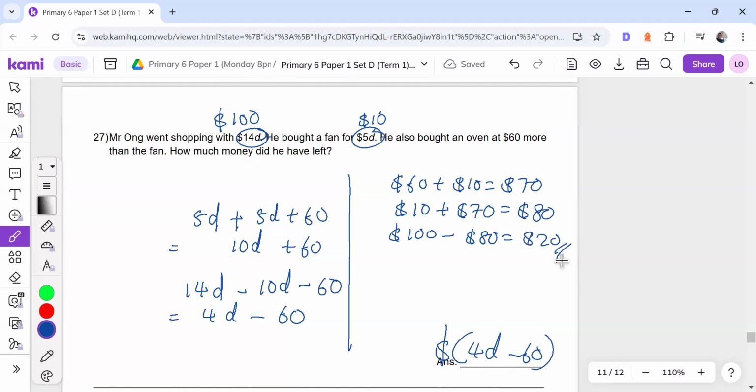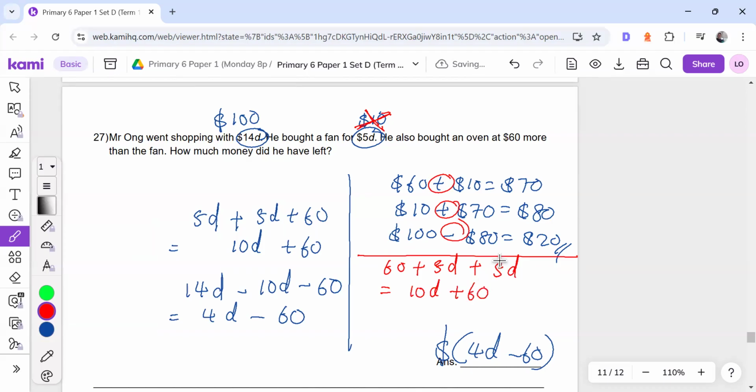All right. Then you look at the steps and copy the steps. So the first step is plus. So 60 plus 10. 10 is not 10, it's 5D. 60 plus 5D. No more 10 already, because you're looking at 5D. And then you have to plus again, plus the fan, which is another 5D, right? So you will get 10D plus 60. So you add the fan and the oven together, 10D plus 60.